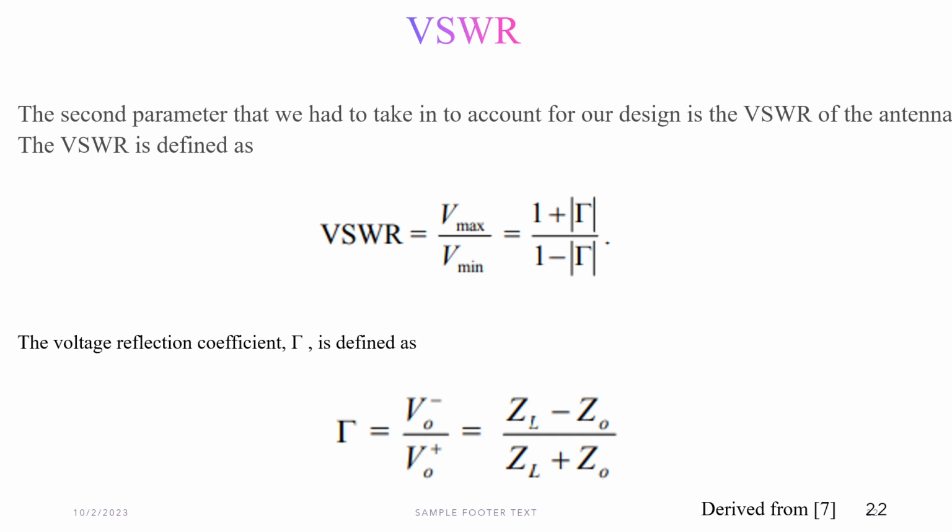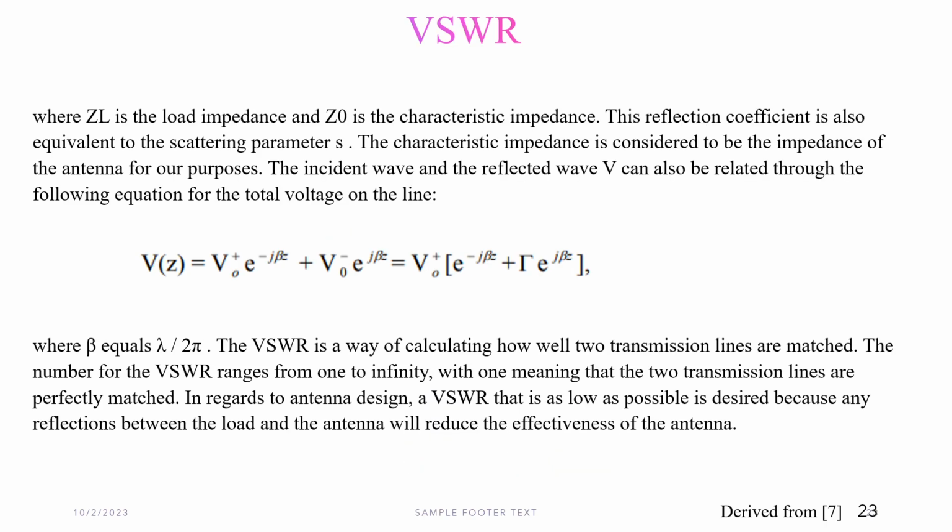That is, the voltage reflection coefficient tau is defined as (ZL - Z0) / (ZL + Z0). Now, ZL is the load impedance and Z0 is the characteristic impedance. This reflection coefficient is also equivalent to the scattering parameter S. The characteristic impedance is considered to be the impedance of the antenna for our purpose.